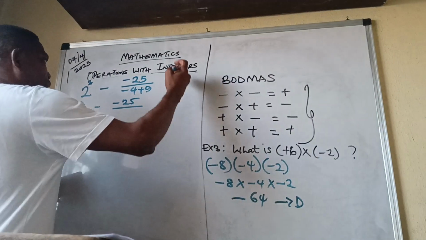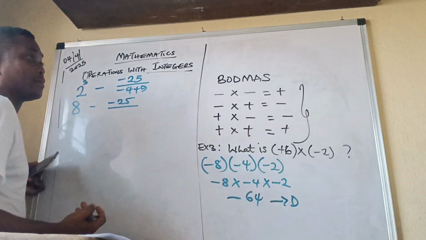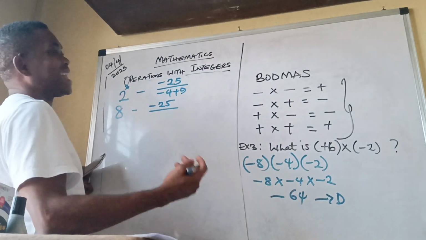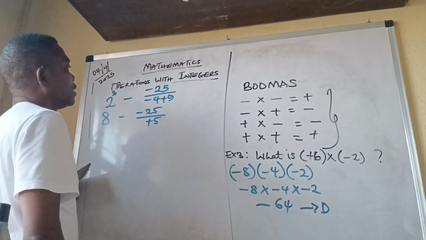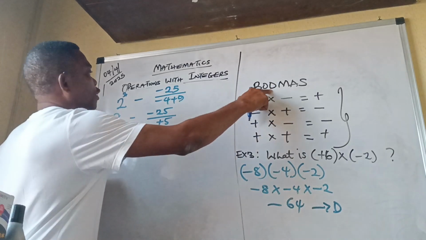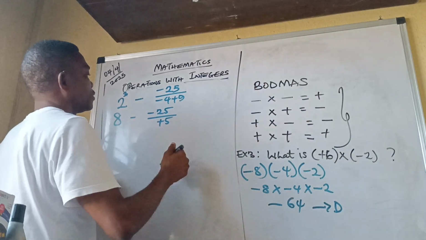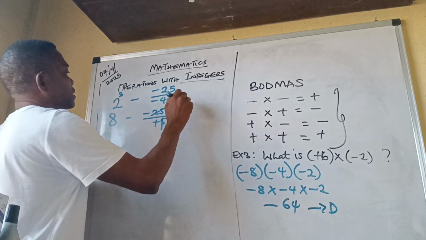So by the time I pay out of this 9 naira, I should still have something left. So minus 4 plus 9 will give me plus 5. So I can now divide. Division comes before subtraction. So 5 in 5, 1. 5 in 25, that's minus 5.